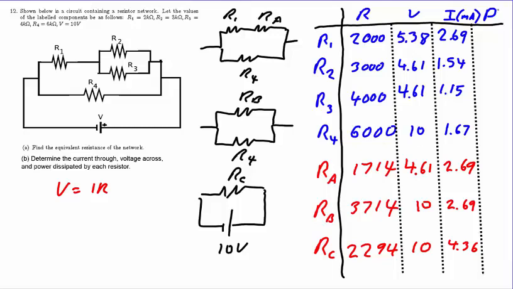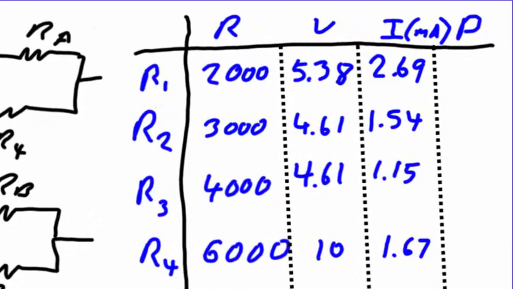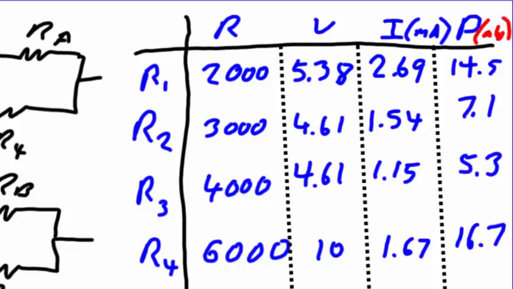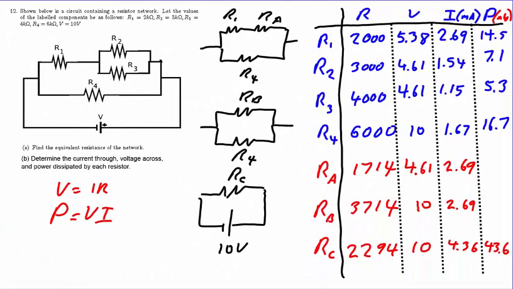As the final afterthought to this calculation, we'll be calculating the power. P is V times I. And since every row has an entry for both V and I, we're able to simply multiply these. For compactness, since we are multiplying volts by milliamps, our results will be in milliwatts. And so, for the 4 physical resistors, we have 14.5, 7.1, 5.3, and 16.7 milliwatts. And just for fun, calculating the power in resistor RC, we get 43.6, which indeed is consistent with the sum of the 4 physical resistors.